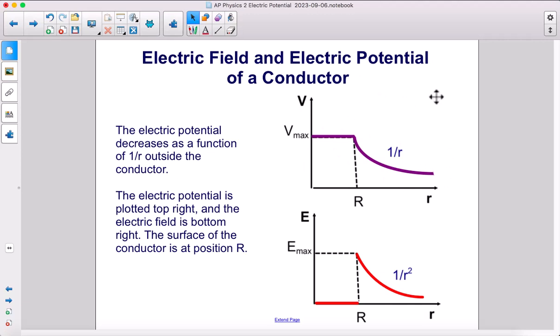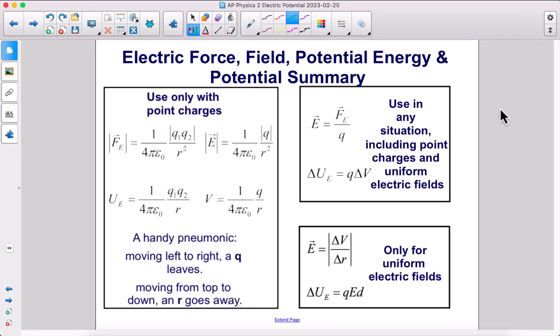The electric potential is plotted top right, and the electric field is bottom right. The surface of the conductor is at position capital R. Here's a summary of all of the equations we've learned so far. Now these 4 can only be used with point charges, and you'll see that we have 1 over 4 pi epsilon naught, which is k, 9 times 10 to the 9th. That is in all 4 of these equations.